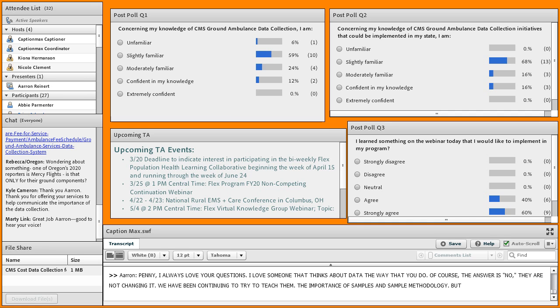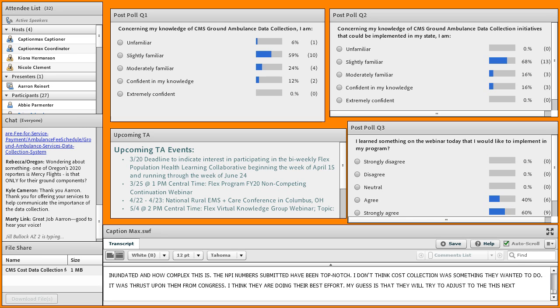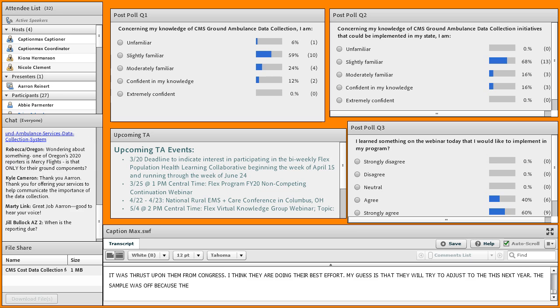This is Penny from Wisconsin. So going back to the question that was just asked, am I to understand they're not sampling with replacement? So if an MPI number is no longer valid, that reduces the total number of the samples. They're not then looking for a replacement number? Penny, I always love your questions. I love someone who thinks about data the way you do. So, of course, the answer is no. They're not changing it.